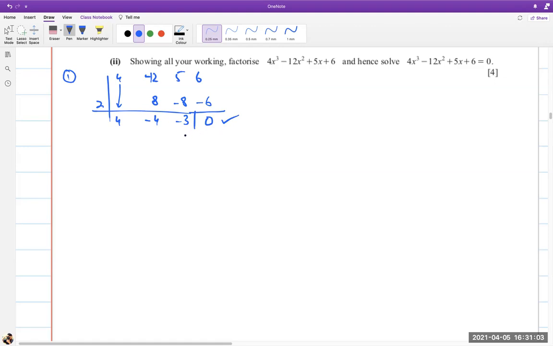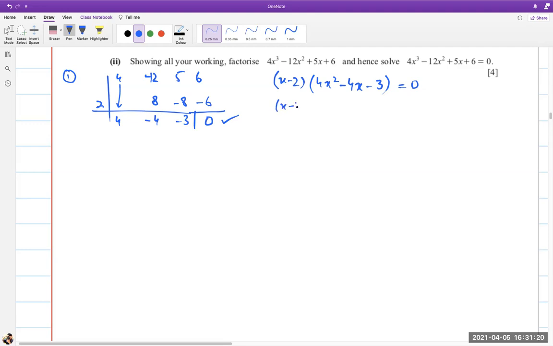So that tells me that my answer is going to be x minus 2, which is from the previous part, multiplied with 4x squared minus 4x minus 3. Okay, and you can solve it by setting it equal to 0. That's one method of getting it.